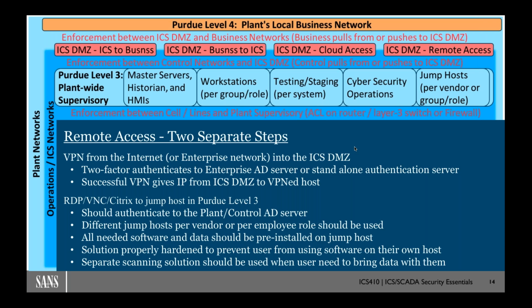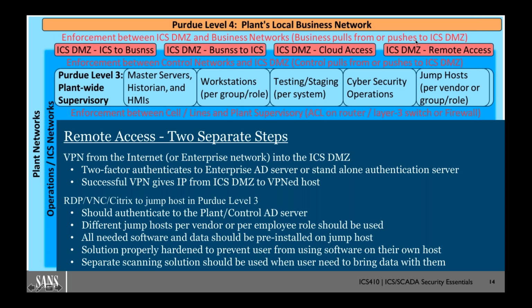If they successfully authenticate, their machines through that VPN connection should receive an IP address from the ICS demilitarized zone. If I put my mouse up here on this upper right-hand box, if you can see the mouse moving around, when you VPN in, you basically get an IP address in this ICS demilitarized zone. Once you have VPN to that location, you're halfway there, but you're still not fully completed. You need to complete the second step of the remote access.